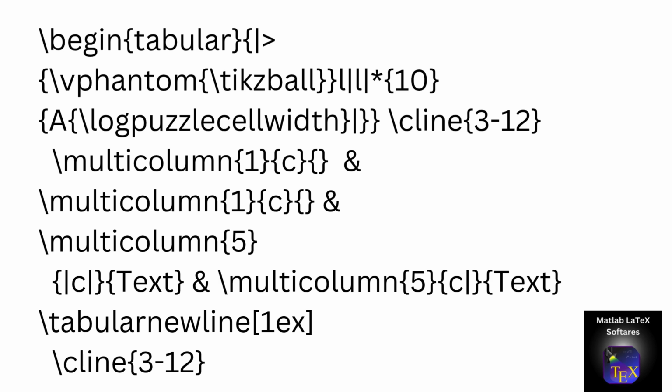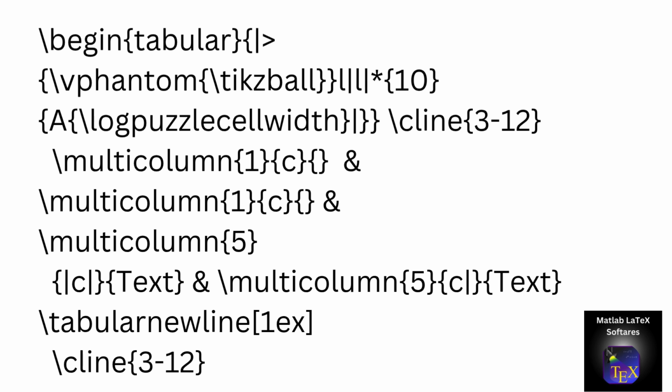The command Vphantom ball adds extra vertical space to ensure consistent row height, even if the ball graphic is not visible. The command cline 3 to 12 draws a horizontal line only from column 3 to 12, leaving the first two columns open.